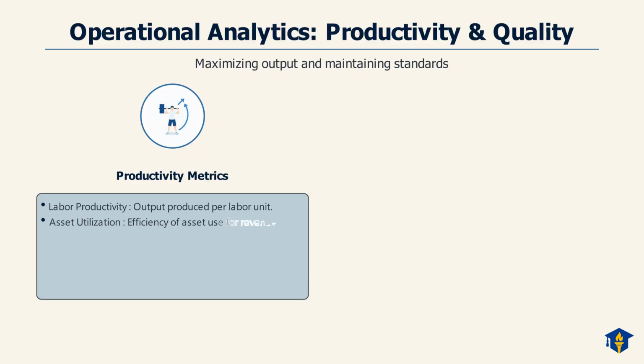Asset utilization measures how efficiently assets are used to generate revenue. Throughput represents the amount of work or units processed within a given time. Cycle time indicates how long it takes to complete a single unit of work.